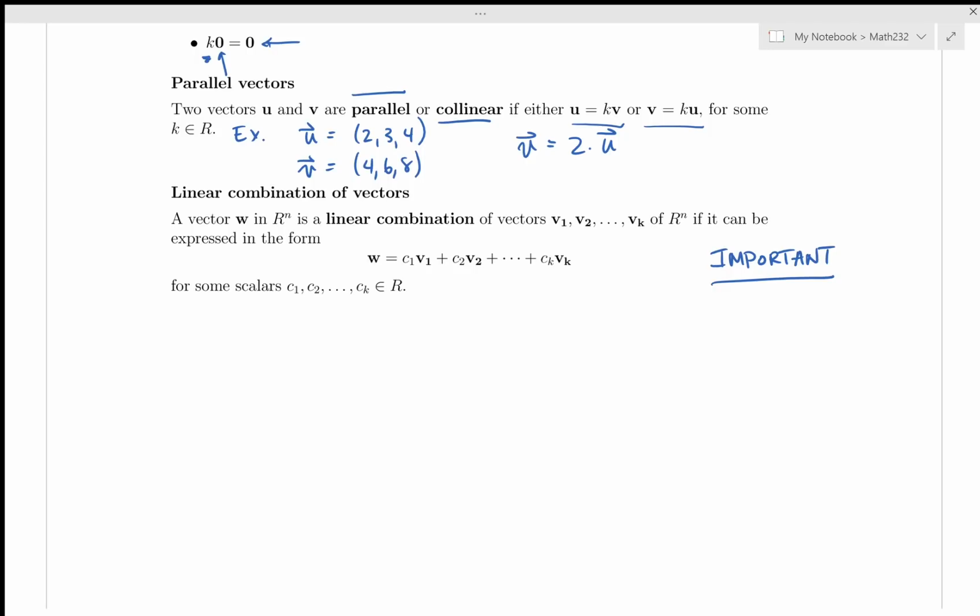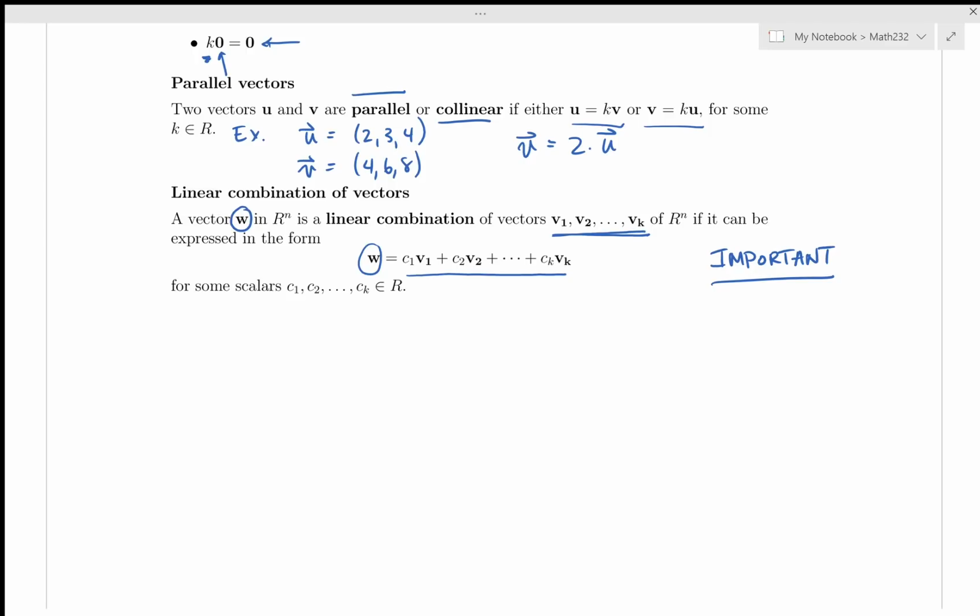So here it is. Here's the definition. A vector w is a linear combination of some other vectors if it can be expressed as a weighted sum of all of the other vectors. So I'm given all these vectors v1, v2, up to vk. Then I'm given some other vector w. If I can make w equal to some scalar times v1 plus some other scalar times v2, and so on, then I say that w is a linear combination.